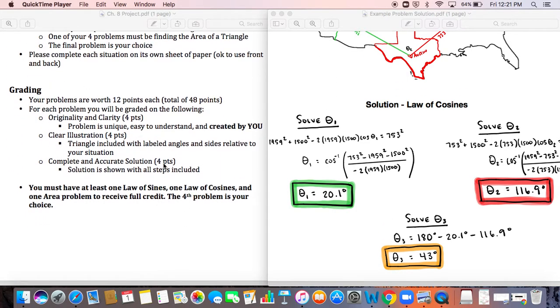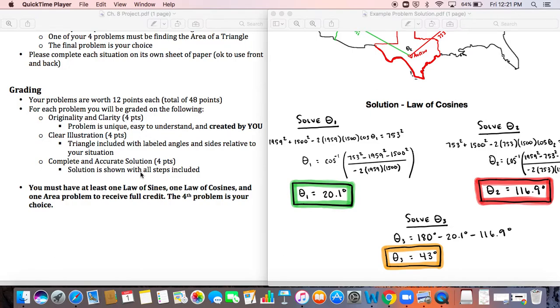Here I explain how you'll be graded. So this project is worth 48 total points, and it will be going in the test category. They are worth 12 points per problem. Okay, so for 4 problems, 12 points each, total of 48 points. And this is how you're going to be graded for each of the 4 problems.